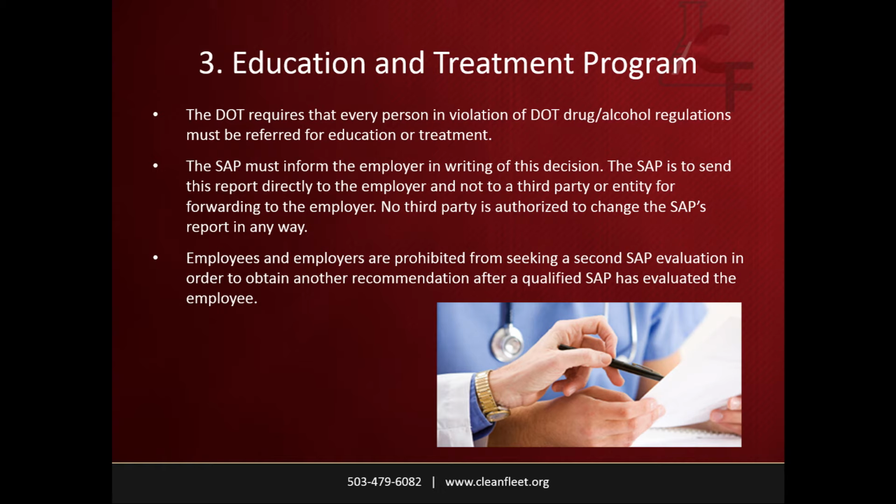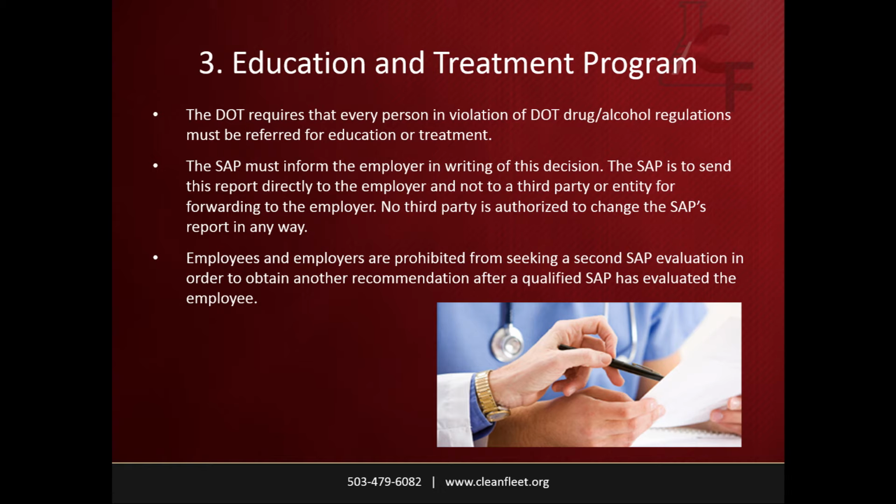And the SAP must inform the employer in writing of their decision of what this program might look like, right? And the SAP's going to send this report directly to the employer and not to a third party or entity for forwarding to the employer. It's going to go straight to the employer. And also, there's going to be no third party authorized to change the SAP's report in any way. This notification should be in letter format on the SAP's own letterhead, signed and dated by the SAP, and there's a lot of specific information that's required in this basically legal document.